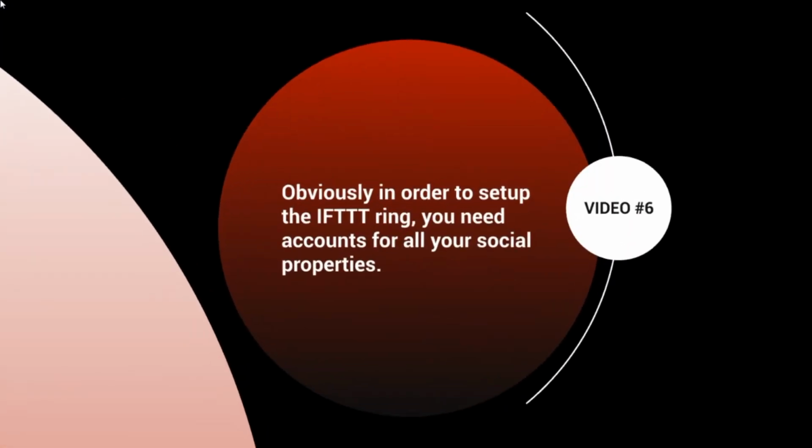Okay, so obviously in order to set up the IFTTT ring, you need to have accounts for all of your branded social properties. In other words, you need to have the username and password for Facebook, for Twitter, for all the other social media properties. Now, obviously, if you already have some, then great. You don't have to create those. But for the ones that you do not have, you want to be able to create those.